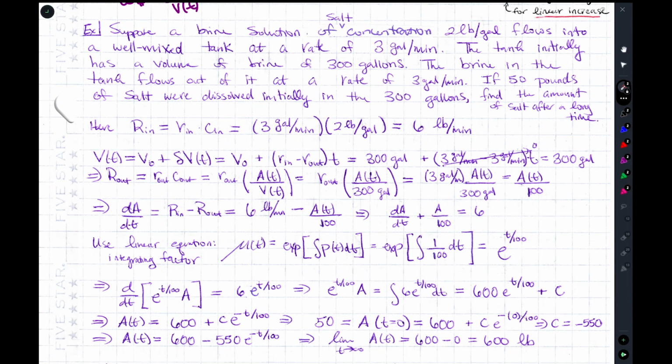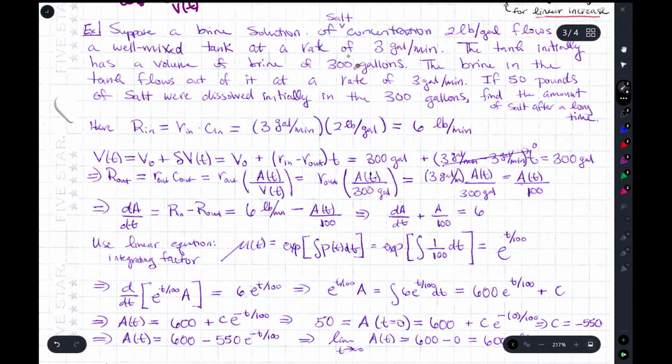All right, so we have an example here. Suppose a brine solution of salt, concentration 2 pounds per gallon. So that's the concentration flowing in. A well-mixed tank, so that we don't get inhomogeneity in the tank for the concentration, at a rate of 3 gallons per minute. So the brine is flowing in at 3 gallons per minute, and that brine has a concentration of salt of 2 pounds per gallon. The tank initially has a volume of brine of 300 gallons. The brine in the tank flows out at a rate of 3 gallons per minute, so that's our lowercase r out.